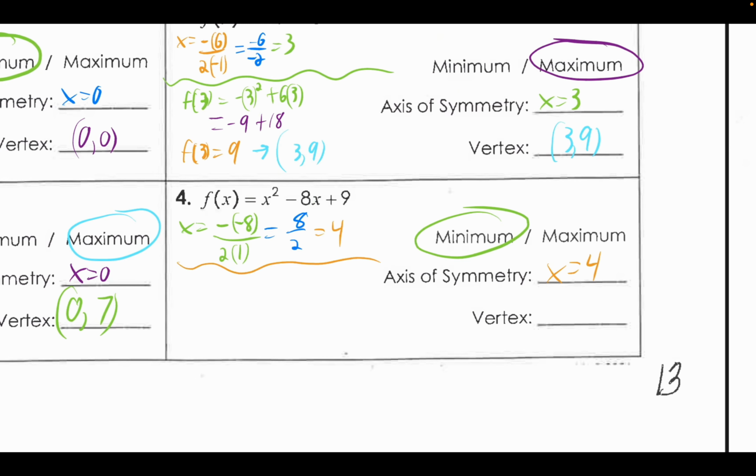So this is x equals 4. Now I'm going to go ahead and plug this in, and I get f of 4 equals 4 squared minus 8 times 4 plus 9. As I continue to do this math, I get 16 minus 32 plus 9. And as I combine all three of these together, I end up getting the y value of negative 7. So I have f of 4 equals negative 7, meaning my ordered pair is 4 comma negative 7.